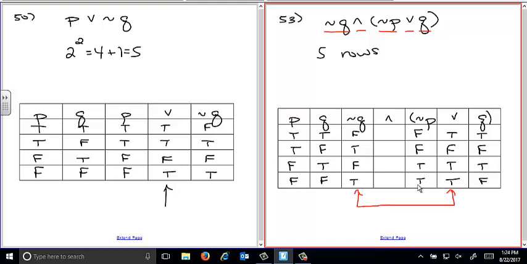The only one that has 2 trues is this one, so that's true. This one has 1 false, so it's false. This one has 1 false, so it's false. And this one has 1 false, so it's false. And that is the answer.